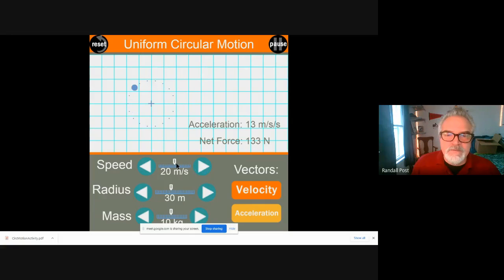This is what it looks like if I increase the speed, and this is what it looks like at low speed. The radius, that's simply, I can make the circle bigger. Okay, big circle or little circle. And the mass. I can increase the mass of the object and decrease.